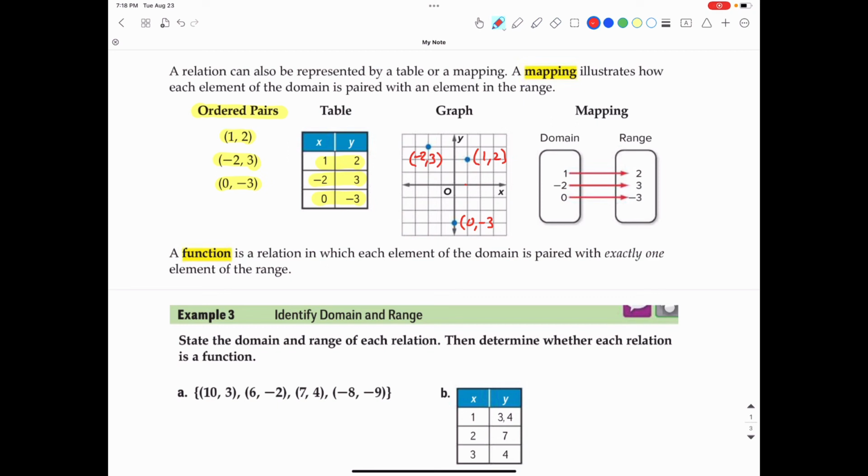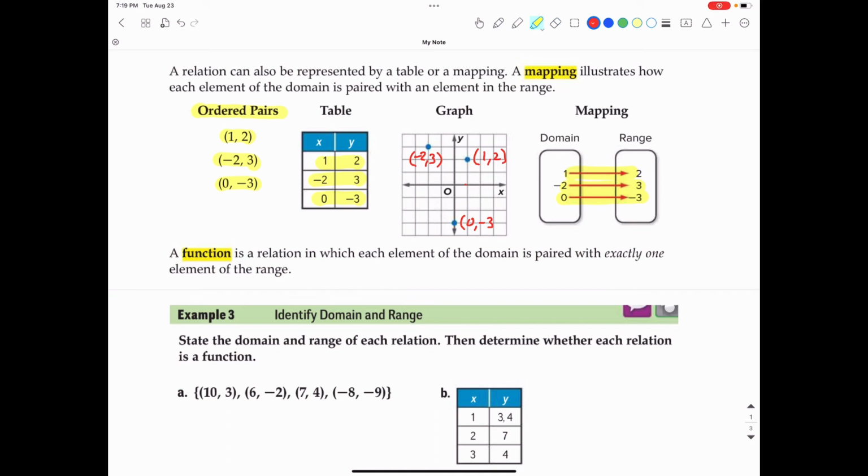And then the least common way of showing a relation is by a mapping, which looks very similar to a table, but there are arrows connecting the connected values in the ordered pairs. So 1 connects to the 2. That means when the x value is 1, the y value is 2. The negative 2 connects to the 3. So that means when the x value is negative 2, the y value is 3. And the 0 connects to the negative 3, which means when x is 0, the y value is negative 3.